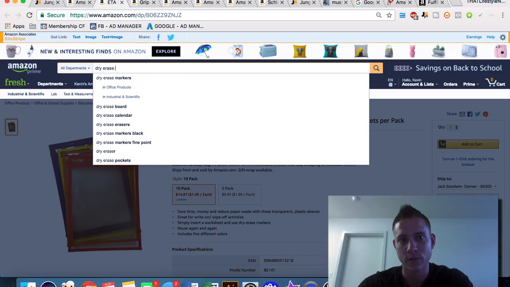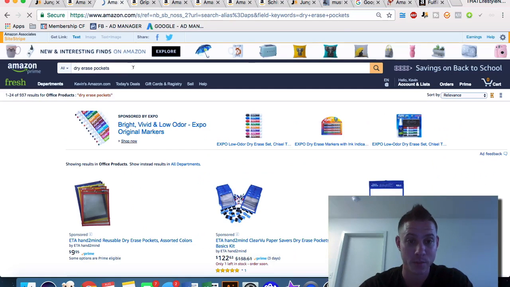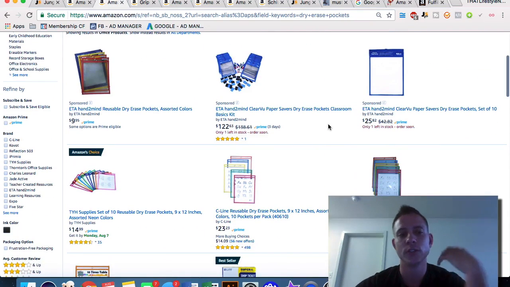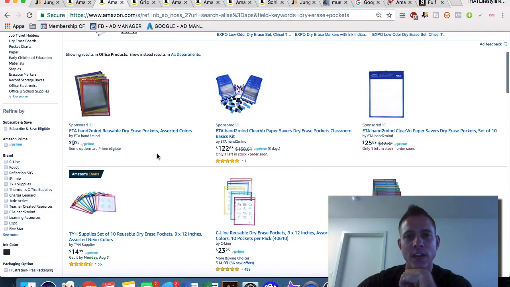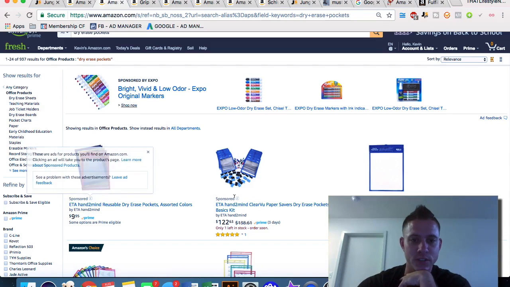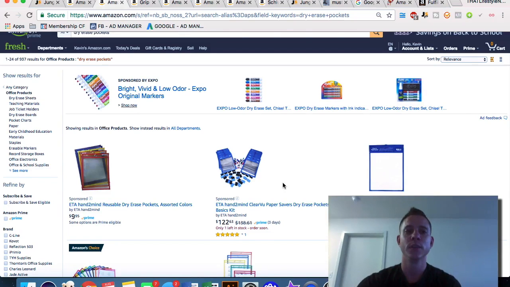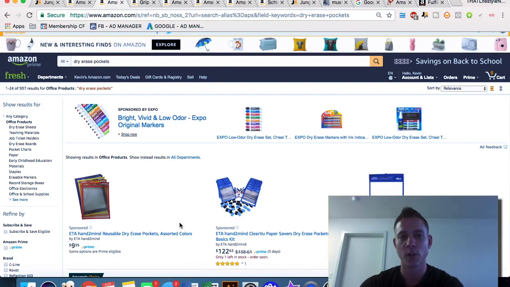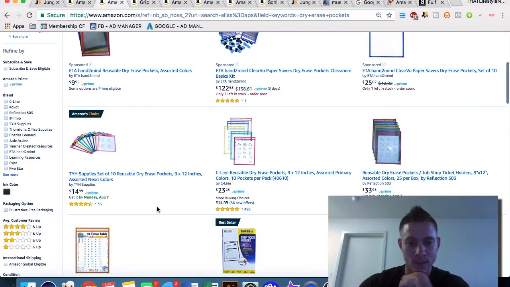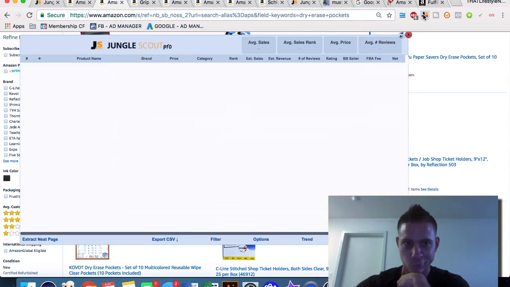Reusable. Let's do dry erase pockets. I'm not sure what a pocket is in this case, but one thing that I'll continue to point out as we go is that it's good to see all of the PPC slots used. When it says sponsored here, it means people are paying. Somebody is paying Amazon $1 or $2 per click. When people actually search dry erase pockets, they're showing up, and if I click on this specific listing, they'll have to pay Amazon for that click onto their listing. So let's run Jungle Scout here.